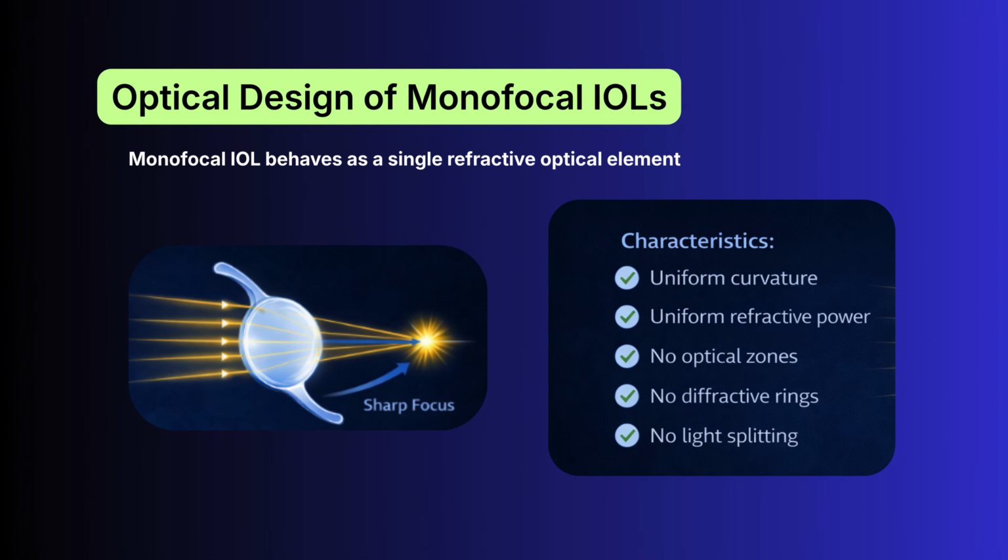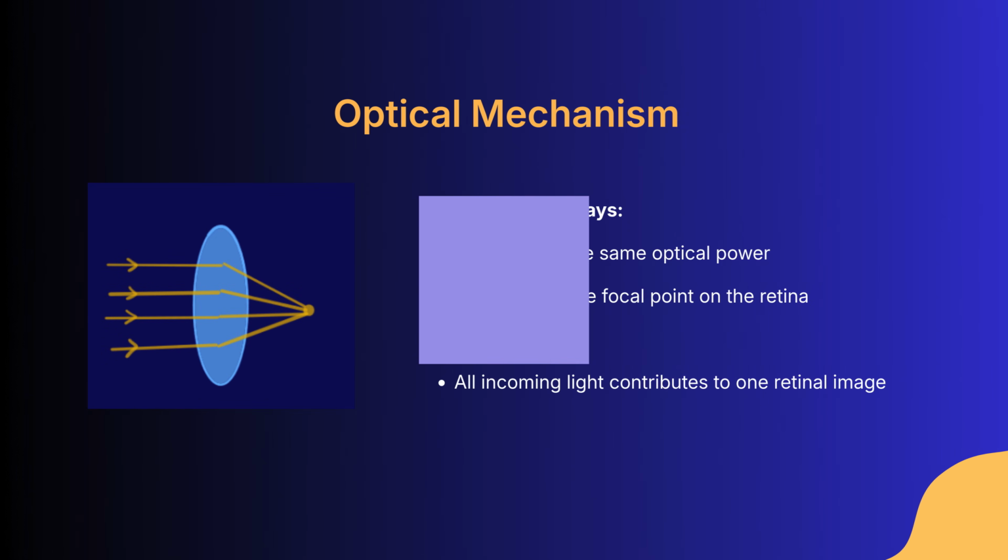From an optical standpoint, a monofocal IOL behaves like a single refractive optical element. The entire optic of the lens has a uniform curvature and a uniform refractive power. Unlike the premium lenses, the monofocal lenses do not contain multiple optic zones. Also, they do not contain any rings. And importantly, they do not even split the light into different focal points. All the incoming light rays entering the eye are refracted by the same optical power and converge to form a single focal point on the retina.